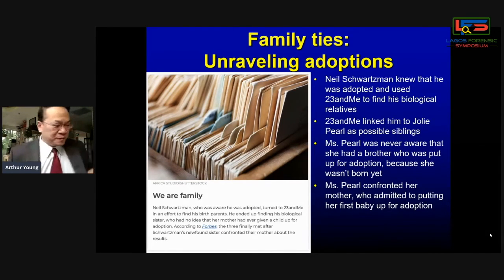Next is unraveling adoptions. Neil Schwartzman knew that he was adopted, and he used 23andMe to find his biological relatives. 23andMe linked him to Jolie Pearl as a possible sibling. However, Miss Pearl was never aware that she had a brother. And the reason why was because this was her older brother. She had not been born yet. Her mother had never spoken of this. And when she confronted her mother, the mother admitted, yes, she did have another child, a son, who was born first and was put up for adoption because she was too young at the time.